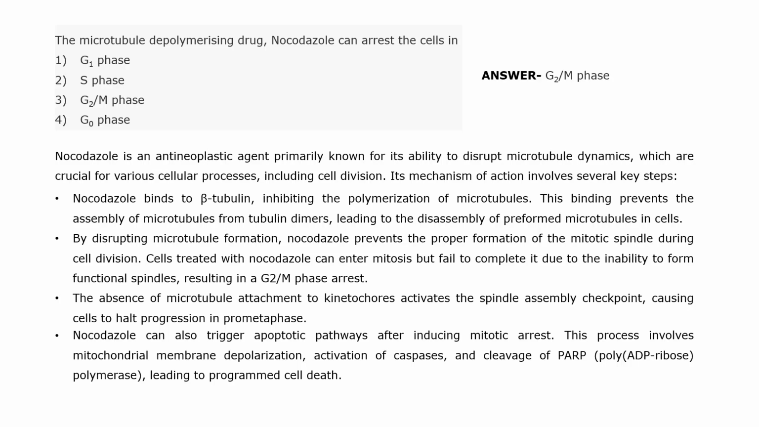Basically, the spindle assembly checkpoint detects that the microtubule is not getting assembled because of the presence of this drug. So it activates this checkpoint, and hence the cell is getting stuck between the G2 to M phase, at the prometaphase stage. And it can also trigger apoptotic pathways after inducing mitotic arrest, because the spindle assembly checkpoint is activated, right? So the cell is considered faulty.